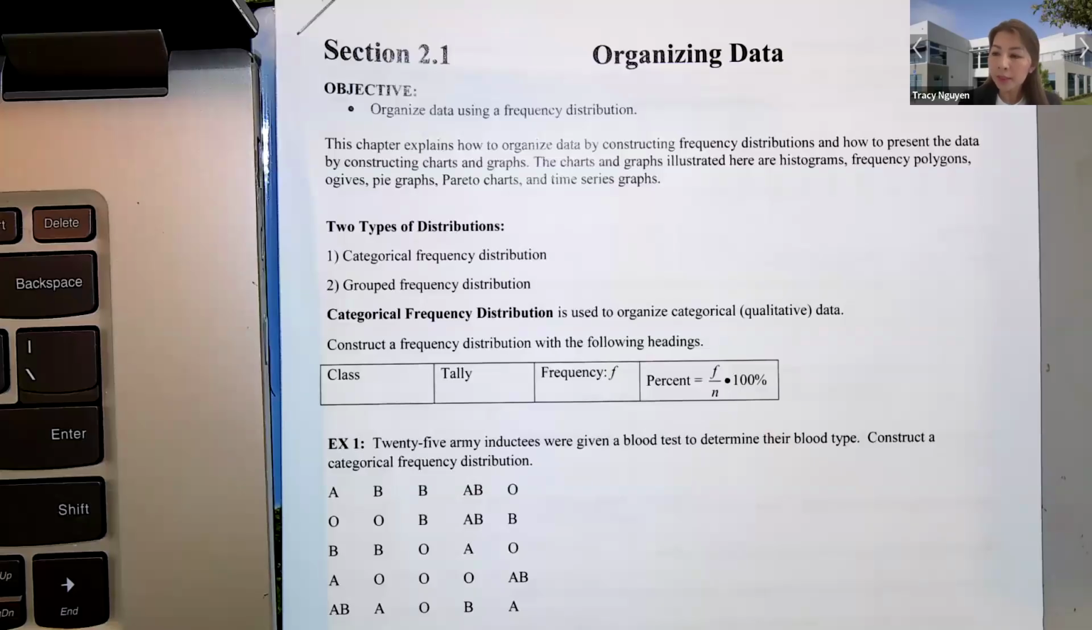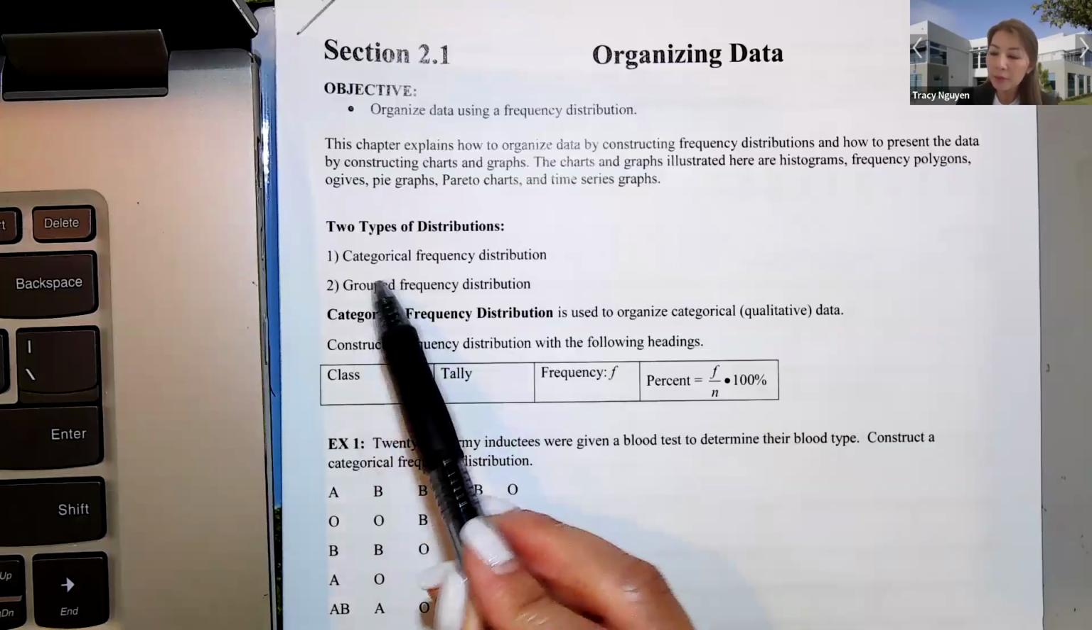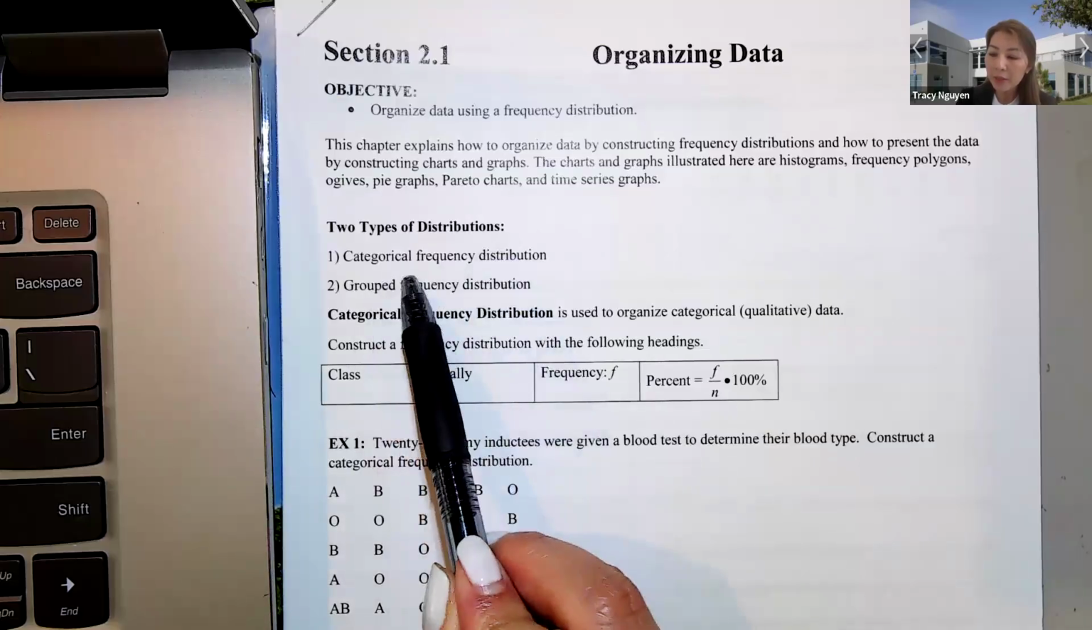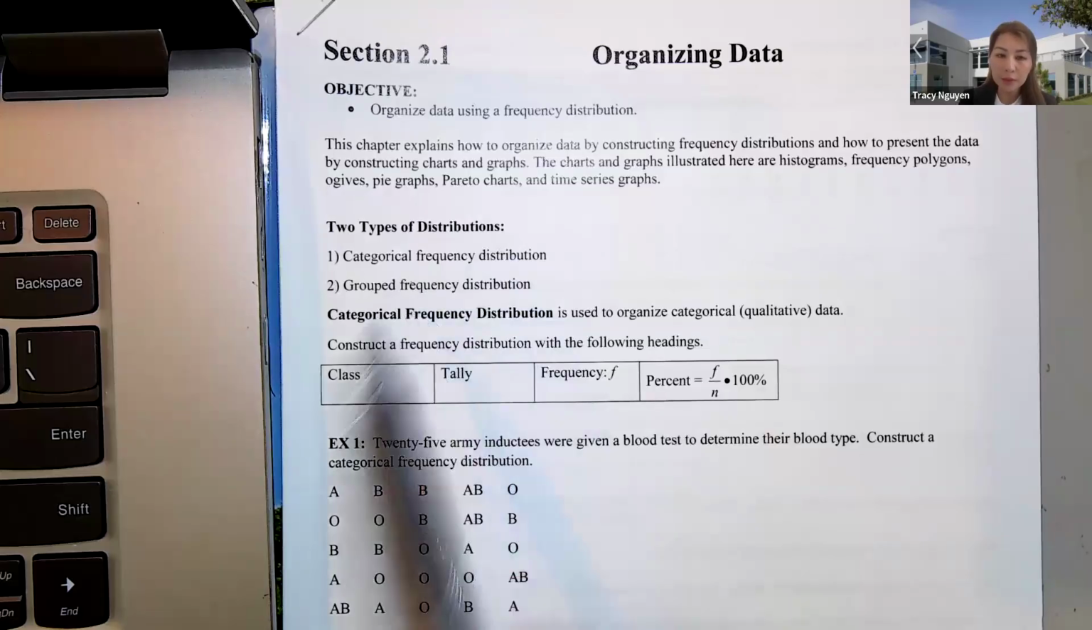Section 2.1 is on organizing data. In this chapter, we have raw data, so we're going to organize it into two types of distribution. It depends on the type of data that we have. The two types of distributions are categorical frequency distribution and grouped frequency distribution.